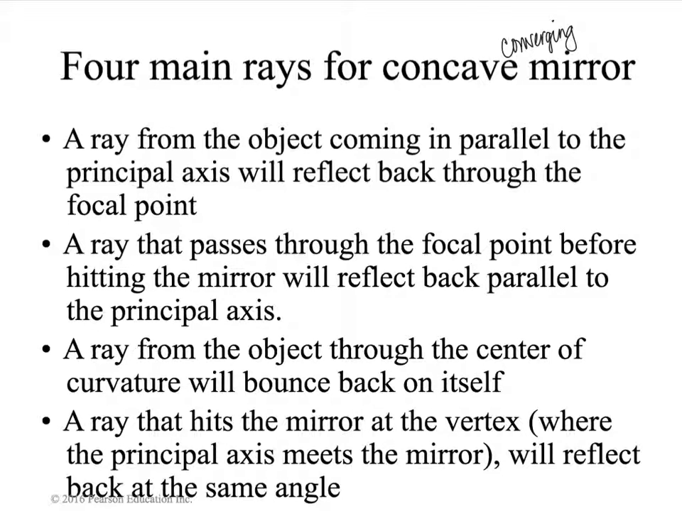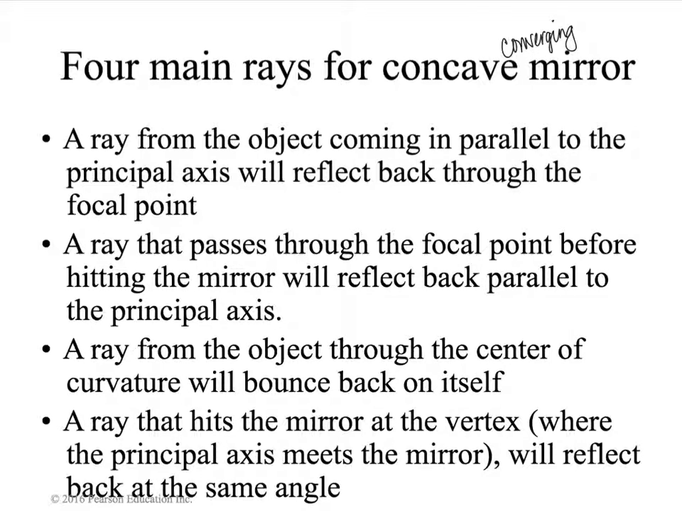So the four main rays that we're going to look at: a ray that comes from the object and is traveling parallel to the principal axis will reflect back through the focal point. The second one is a ray that goes through the focal point first before it hits the mirror, and reflects back parallel to the principal axis.